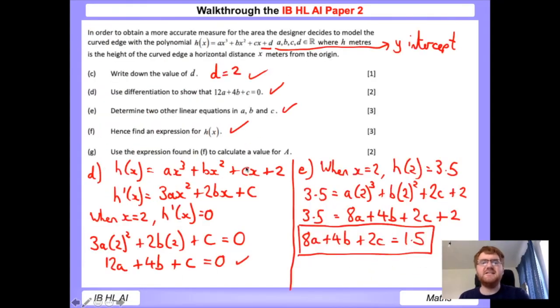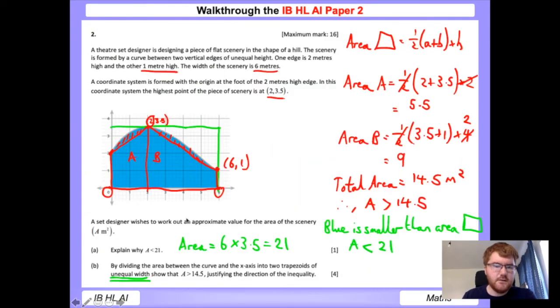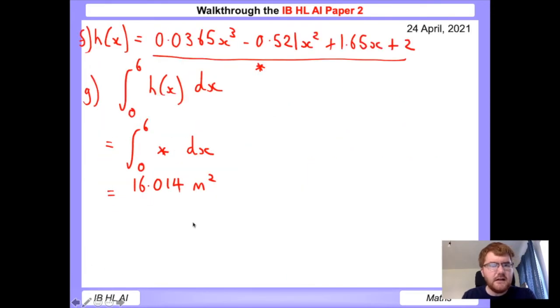Before I show you the mark scheme, notice if we go right back to the beginning of the question, we worked out an estimate between 21 and 14.5. And notice the answer that we got lies between the range. So if you're getting something completely crazy, like 50 or 75, then you know you've gone wrong somewhere. So do use that as a check to make sure you've done that correctly.